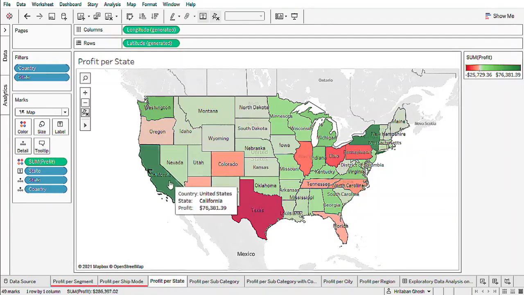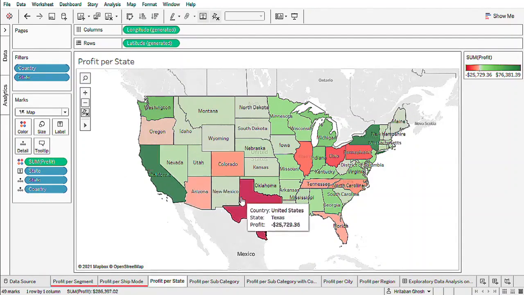New York and California have the darkest of greens. New York makes a profit of nearly $74,000, while California makes a profit of nearly $76,000. Whereas Texas over here incurs a loss of $25,000. But this view alone is not enough to tell me why Texas incurs a loss, whereas New York and California incur profits. So let us dive into some other views and explore and analyze why this is the situation. So let us start with profit per segment.